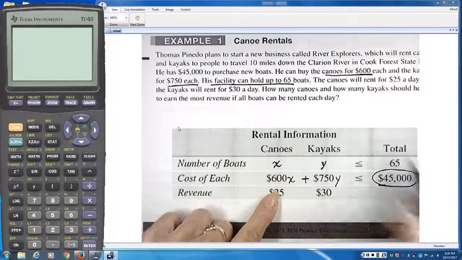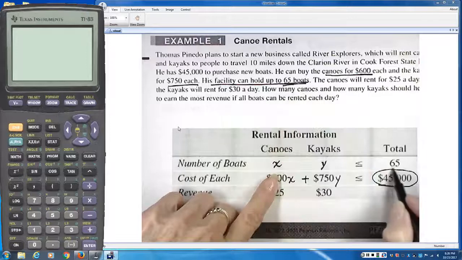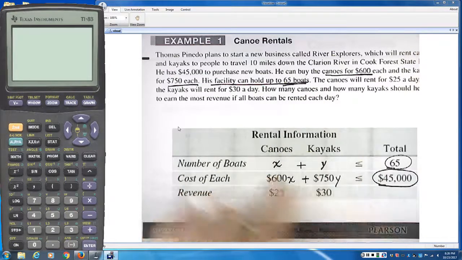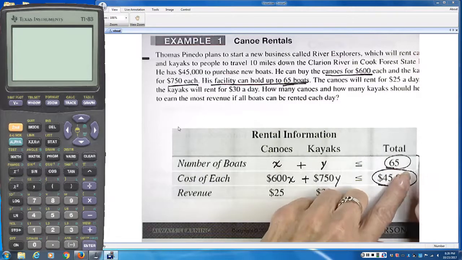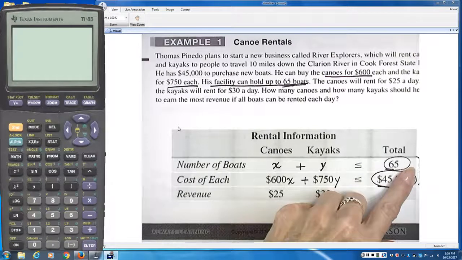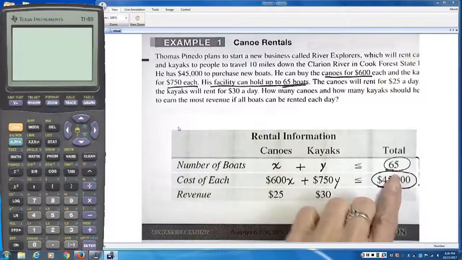He also knows that he only has space for 65 boats. So when he adds the canoes to the kayaks, he can't go over 65 of them. These are his constraints. He's constrained by money and he's constrained by space. Two things he has to stay within.